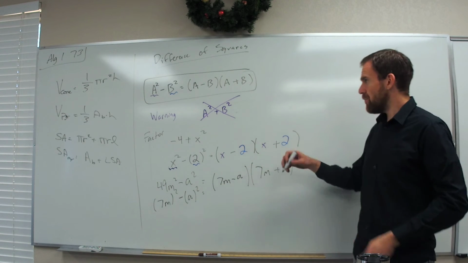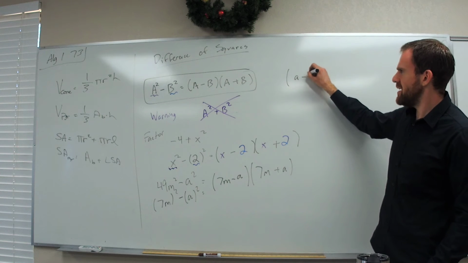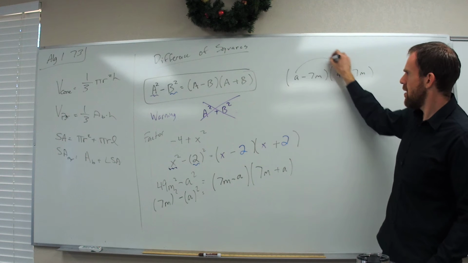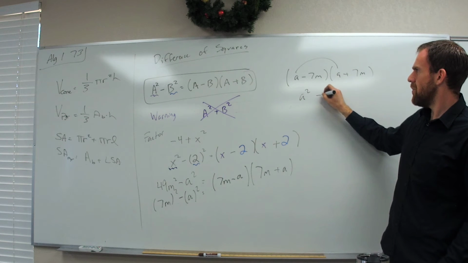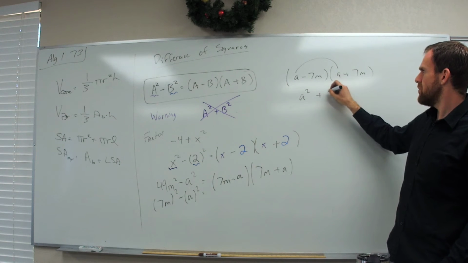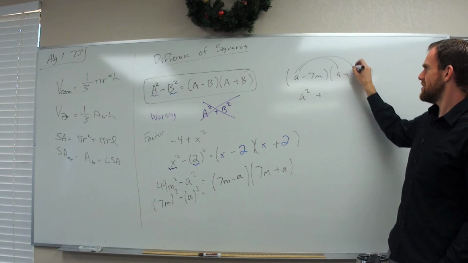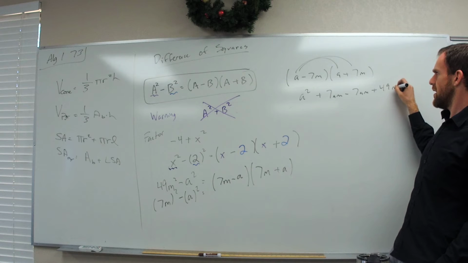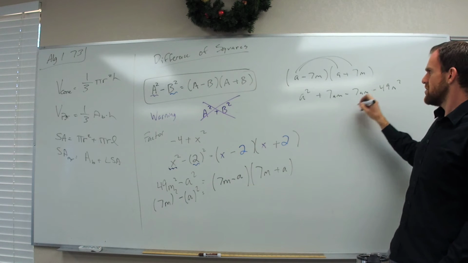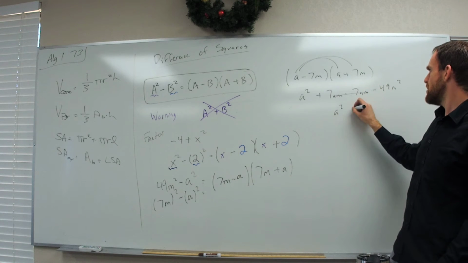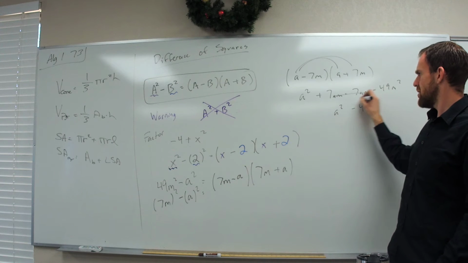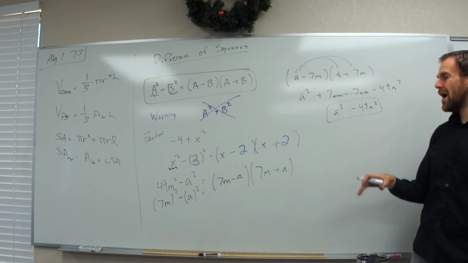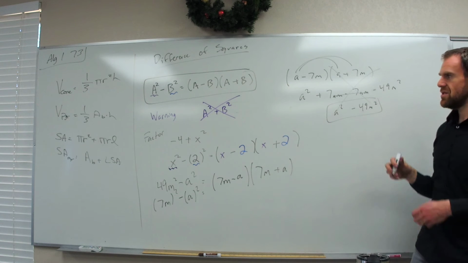So let's prove it out. If you did a minus 7m times a plus 7m, what would you get? A squared minus 49 or plus, what is this? 7am minus 7am plus 49m squared. That's minus. So this is a squared minus 49m squared. Is that the same as what you started with? No. So the order obviously matters. So you can't do that.